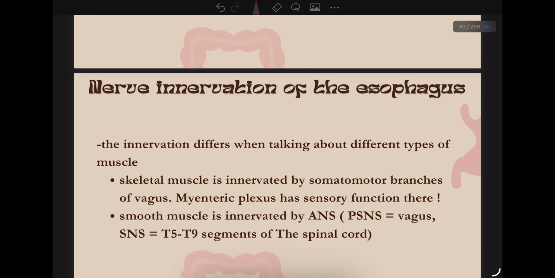If it's skeletal muscle, it will be innervated by somatomotor branches of vagus. Because vagus does not only give parasympathetic innervation, it also gives some somatomotor branches for skeletal muscles of the esophagus. Easy. We said the enteric nervous system is present from the start of the esophagus until the end of the anus, right? So what's going on here? Do we have it here? But this is in skeletal muscle, so what's happening? It's present, but here in this part, it has sensory functions only. So it senses, but it doesn't do peristalsis because this is not smooth muscle.